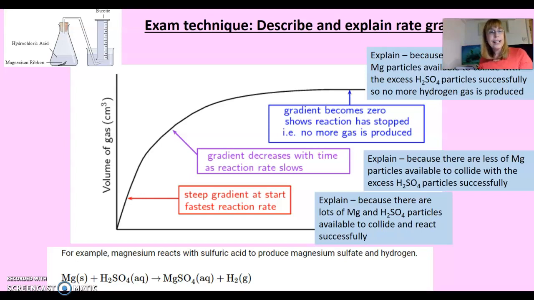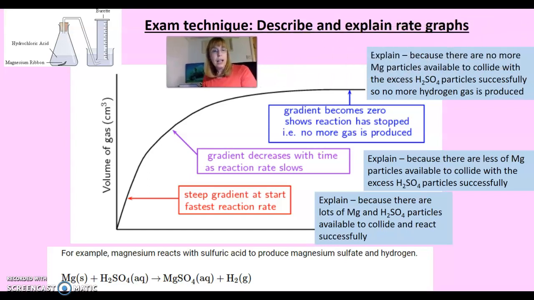And finally, why does the gradient become 0? And that's because at some point there'll be no more magnesium left to react with the sulfuric acid, so there'll be no more hydrogen produced. So that's the maximum amount of hydrogen that will be produced with the amount of magnesium that was added to the sulfuric acid.